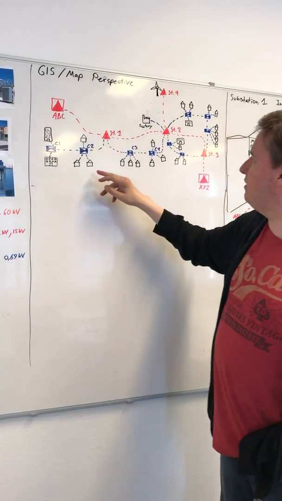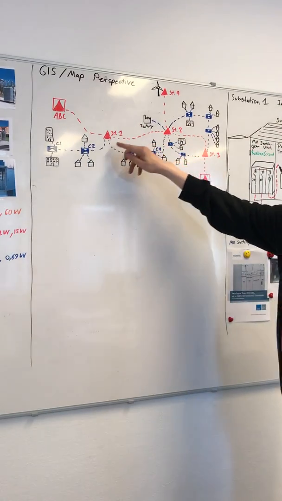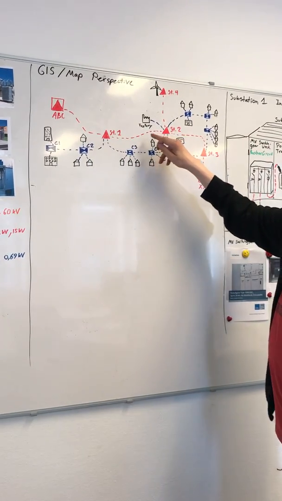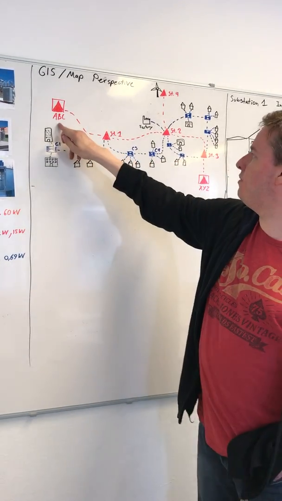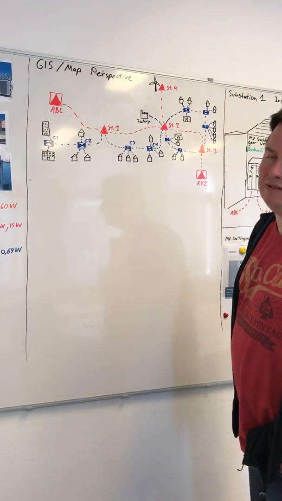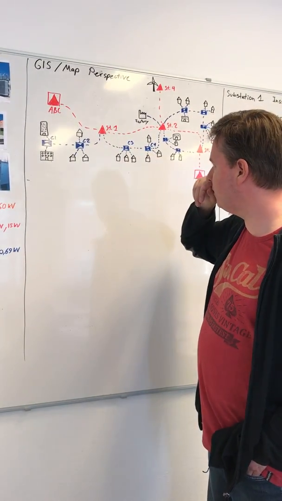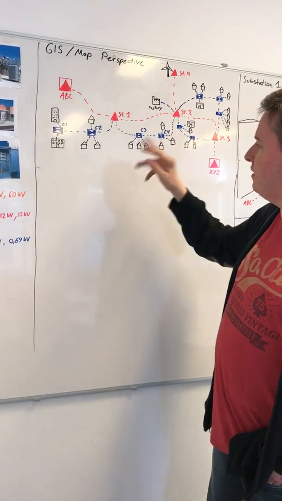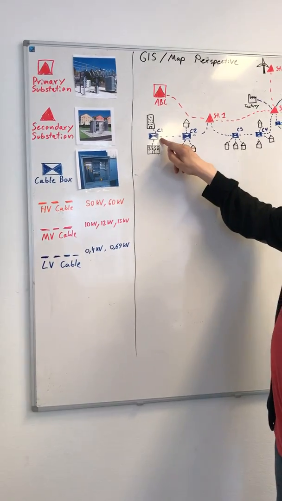The secondary substations are connected like pearls on a string. One primary substation can be connected to maybe 50 to 100 secondary substations. Okay. Then the blue stuff here is the cable boxes, but we also have the blue dashed line here.